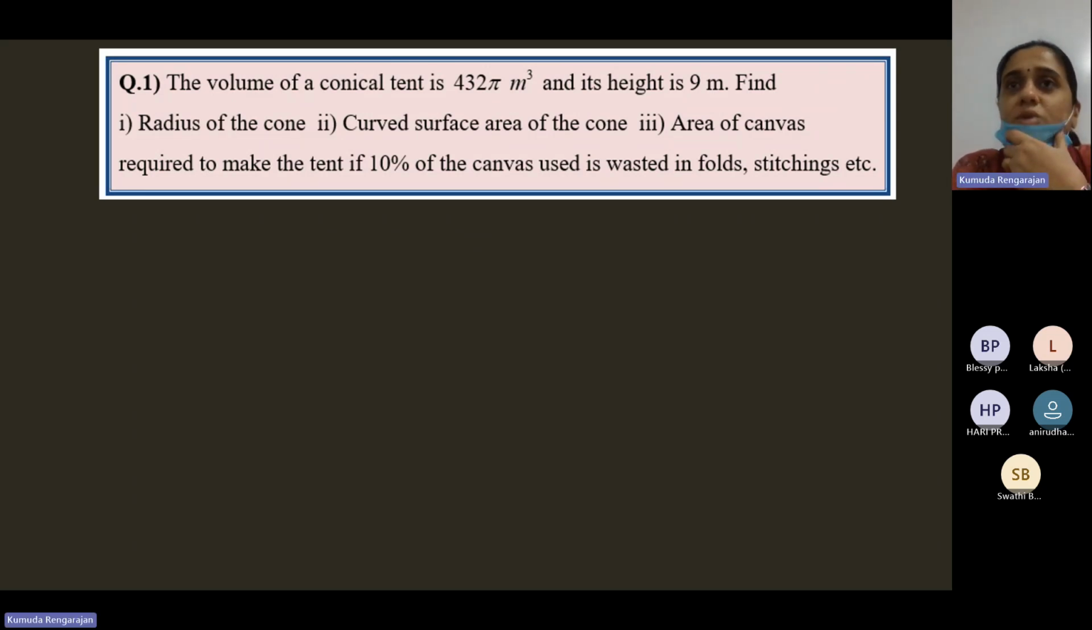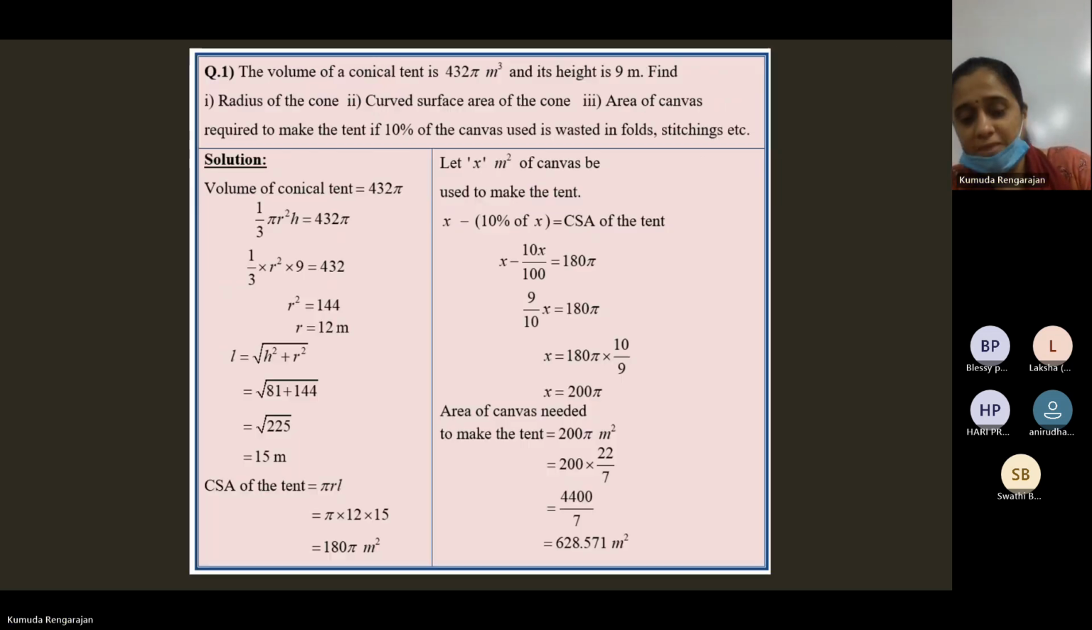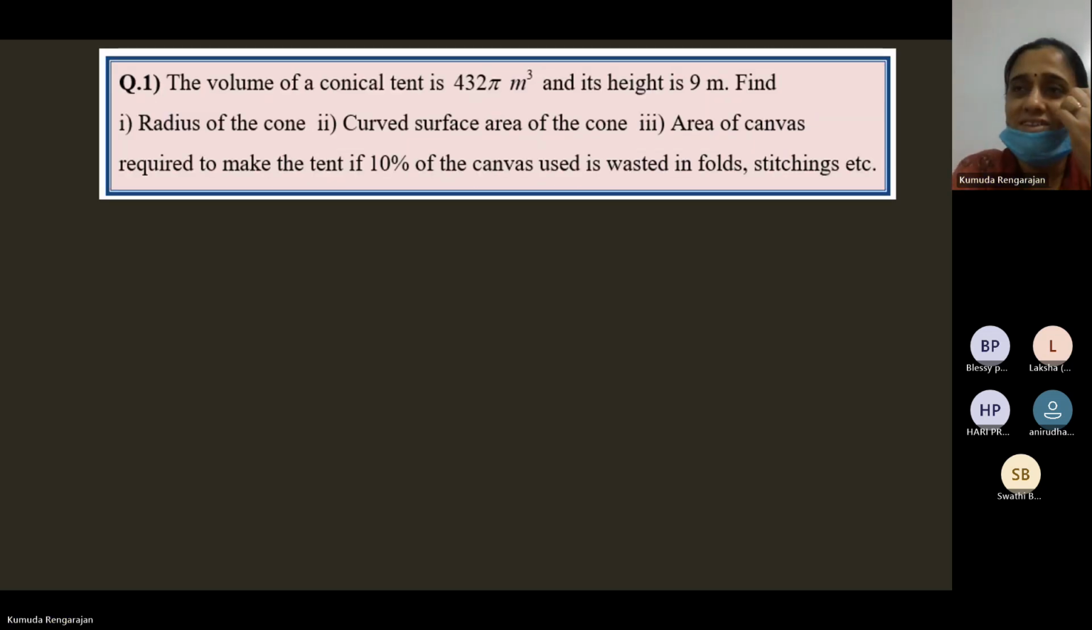Yeah, what's the radius of the cone? 12. Very good. Correct, Sahana. 12 meters. Yeah, continue. Find the curved surface area. What's the formula, Sahana, to find the curved surface area?